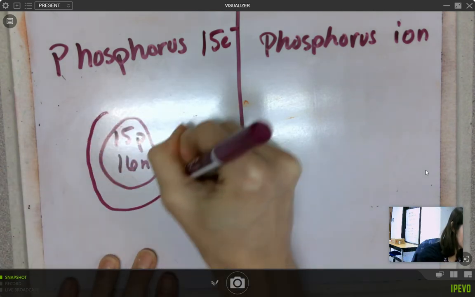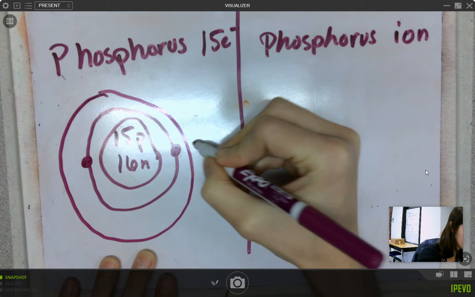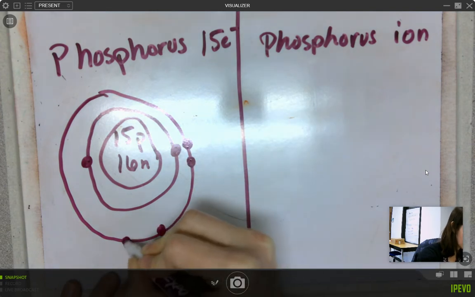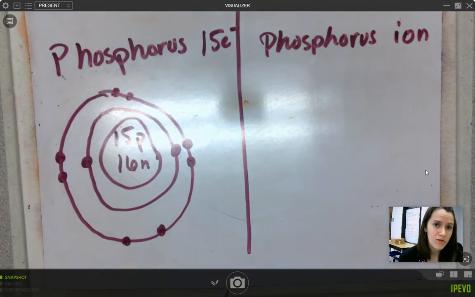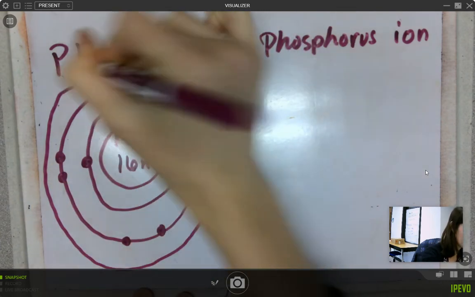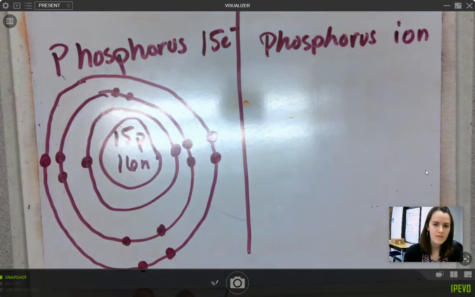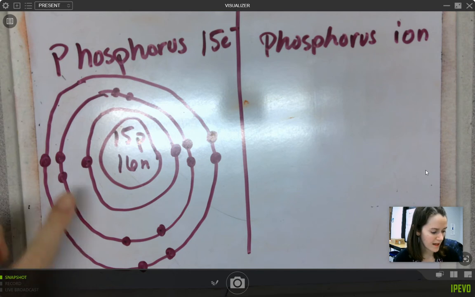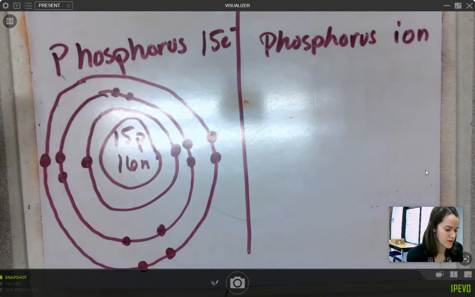Okay, so first level can hold 2. Second level can hold 8. So 2, 4, 6, 8. Okay, so now total I've used up 10. Next level can hold up to 18, but I only have 5 left, right? 2, 4, 5. Okay, so there's phosphorus. So how many valence electrons does it have? It has 5 because I had 2 on the first level, then 8, so that's 10, then 5 more. So this would be my dot diagram.